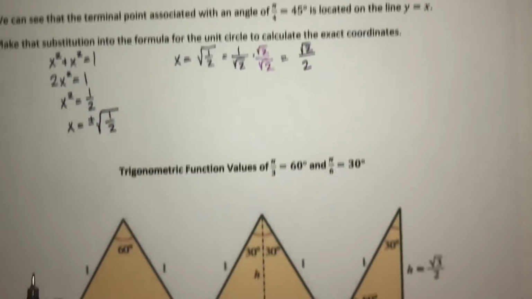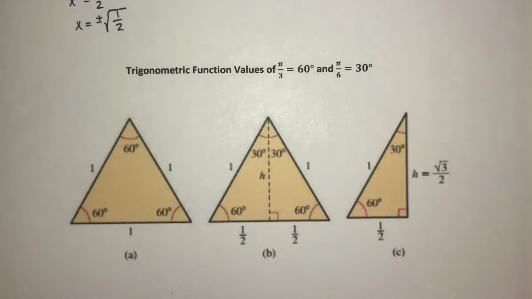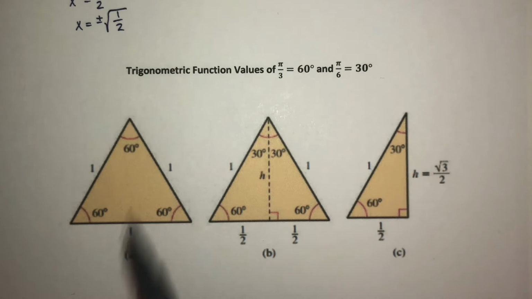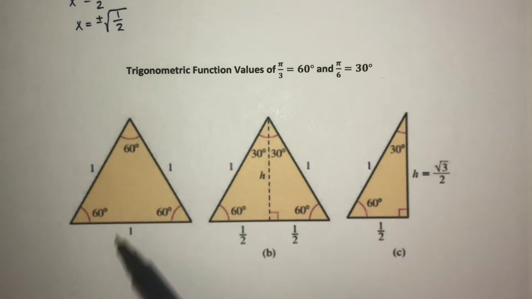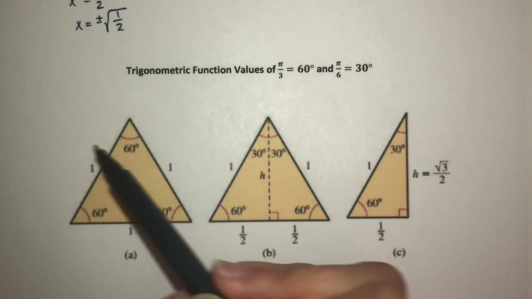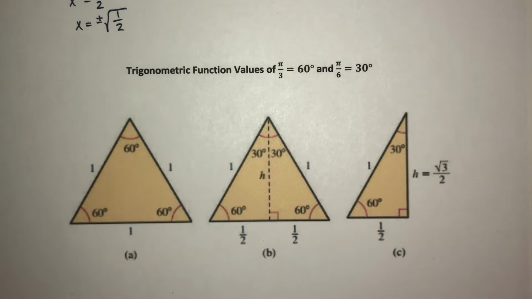Now let's talk about a 60-degree angle and a 30-degree angle. And I'm going to remind you of some things from basic geometry here. Here I have an equilateral triangle. All my angles are 60 degrees. Each side is length 1. Why did I choose 1? Because I'm going to be putting this on the unit circle and doing some calculations in a second.